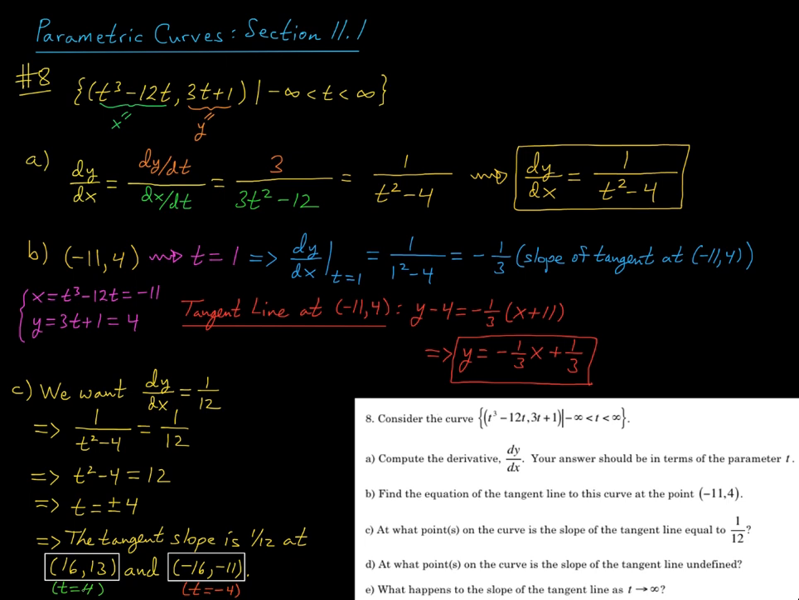for x and y. So when t is equal to 4, x will equal 4 cubed, which is 64, minus 12 times 4, which is 48, and 64 minus 48 is 16. The y-coordinate would be 3 times 4, which is 12, plus 1 is 13. So when t is 4, we're located at the point (16, 13). And likewise, when t is negative 4, we're at the point (-16, -11).